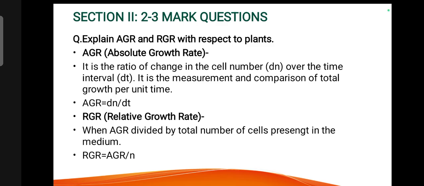Explain AGR and RGR with respect to plants. AGR is absolute growth rate. It is the change in cell number over the time interval. It is the measurement and comparison of total growth per unit time. Formula is given here. AGR is equal to dN by dt. RGR, relative growth rate. When AGR is divided by the total number of cells present in the medium, it is called RGR. RGR is equal to AGR divided by N.